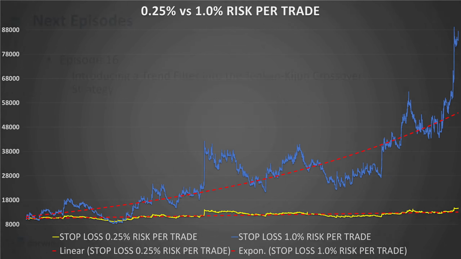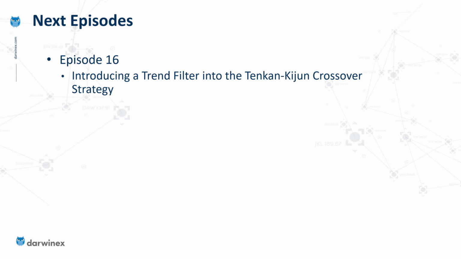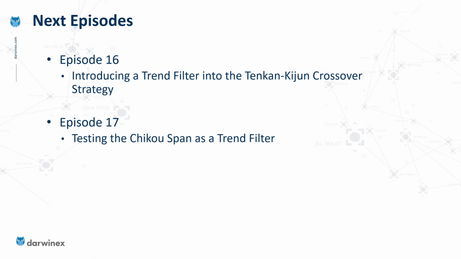So moving on to the next episode, I'll be introducing a trend filter into the crossover strategy to see if we can improve the quality. And then in episode 17 that follows this, look at an alternative trend filter using the Chiku span. And many strategies that I've seen use these in a combined way together, but I'll be taking a look at them individually to see what effect they have and also using them then as a combined filter.